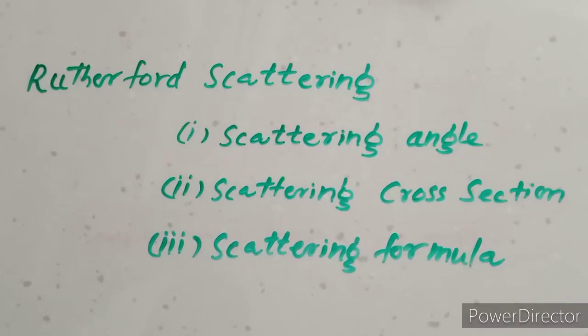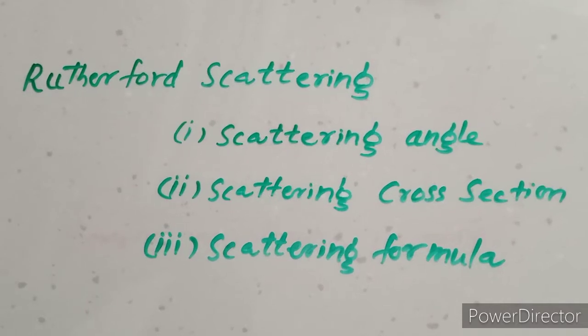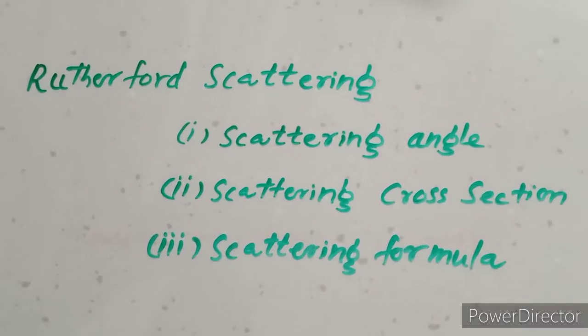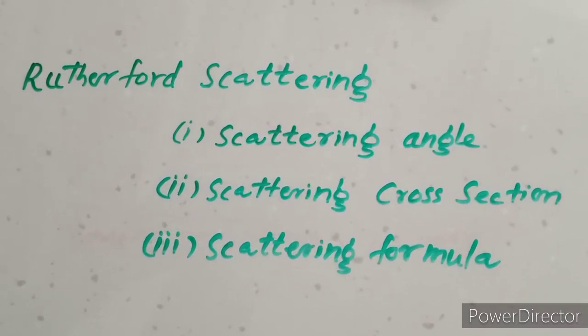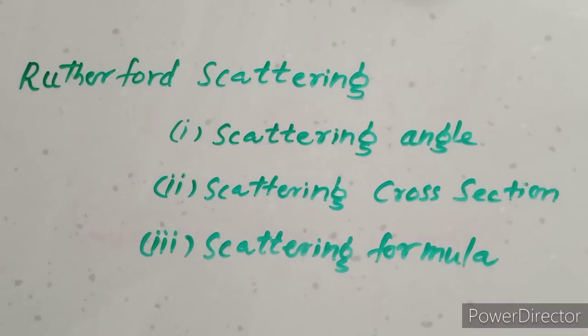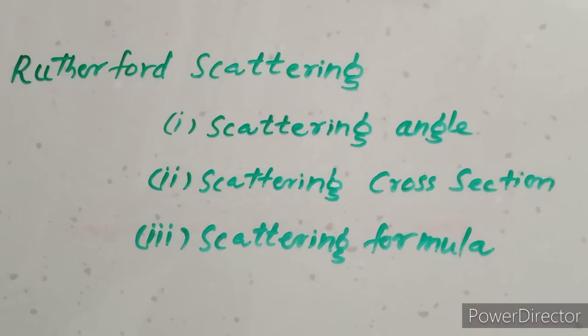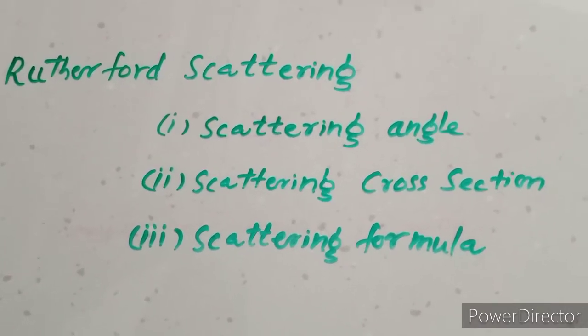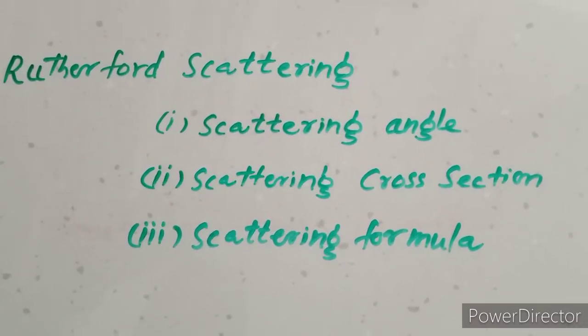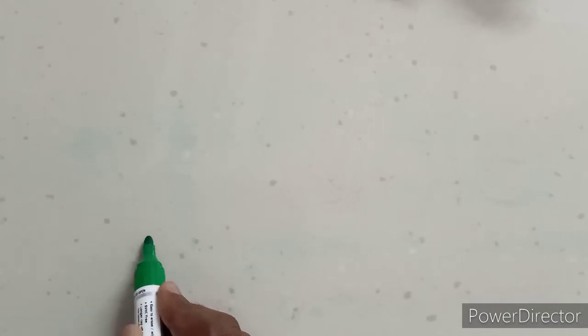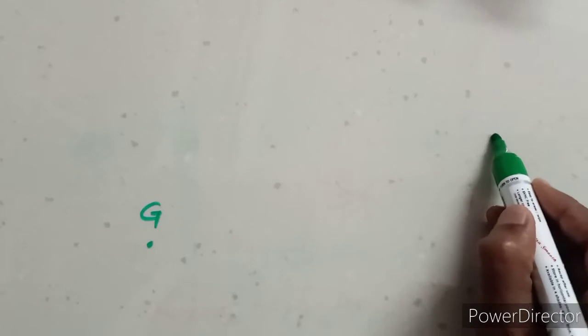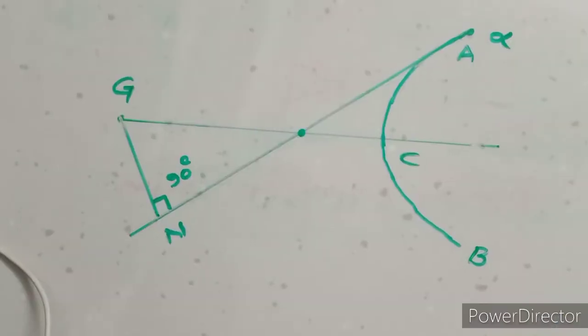Students, now we are going to discuss the Rutherford scattering. In this Rutherford scattering experiment, there are three elements. First one is the scattering angle, second one is the scattering cross section, third one is the scattering formula. Let us consider this is the gold nucleus, this is the alpha particle.